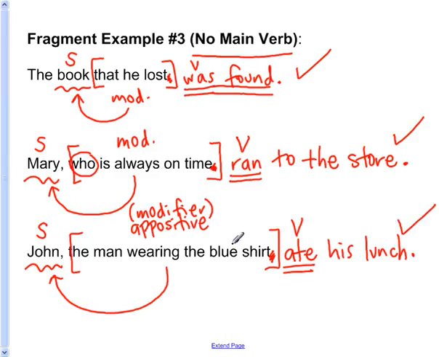So in summary, be sure you have a subject and a complete main verb, and you have an independent clause. Otherwise, if the subject is missing, or the verb is missing, or a part of the main verb is missing, you have a sentence fragment.